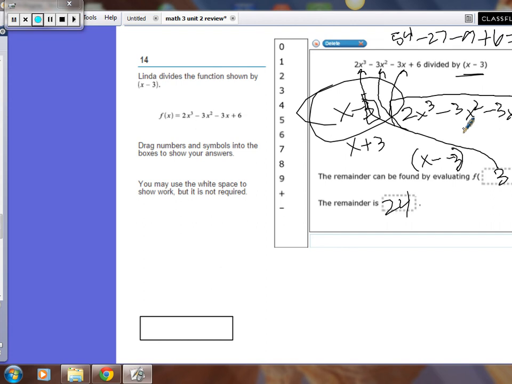Or you can divide it out the long way and verify that you get a remainder of 24. But the trick of just calculating the remainder is just plug whatever this number is into the function, but don't take that minus as part of the number. It's not part of the number, and that will give you the remainder.